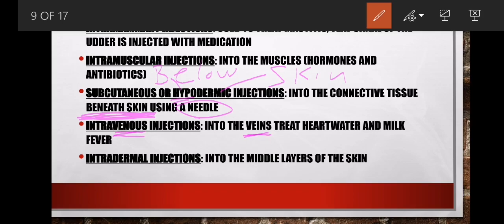Then we have the last one, intradermal injection. The last one in this slide, intradermal injection. Dermal again is also taken from skin. So meaning, what is happening here? We are now injecting the animal into the layers of the skin.